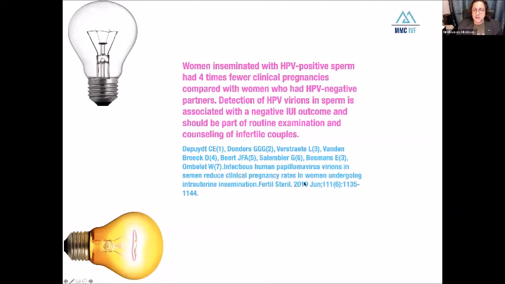This is a recent paper from June 2019 that tells us the importance of doing proper screening of both the husband and wife before an IUI. Women inseminated with HPV, human papilloma virus positive sperm, had 4 times fewer clinical pregnancy rates compared with women who had HPV negative partners. So even if the counts are good, if you have infection in your semen, you're going to get lower pregnancy rates.